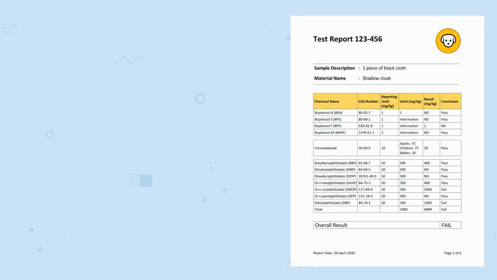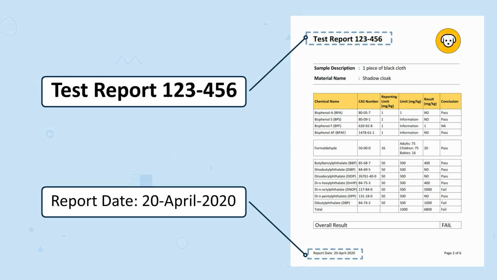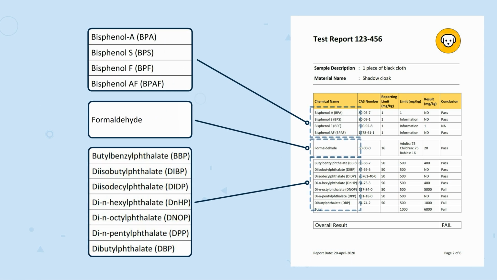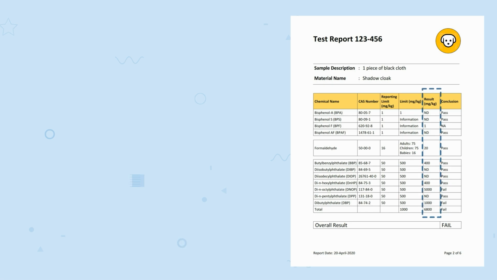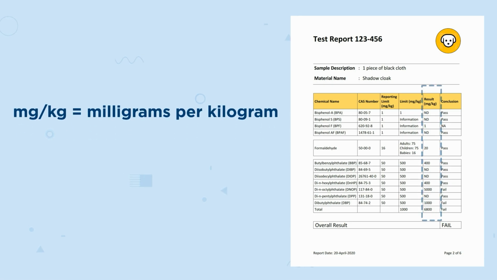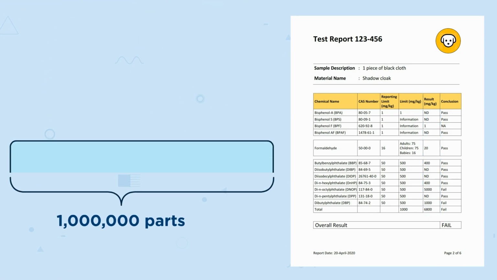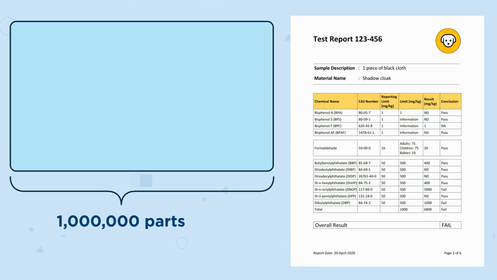Now let us look at what other information you can find in a report. Remember to check that the test report date and report number are the same throughout the report. In this test report, bisphenols, formaldehyde, and phthalates were tested. Let us look at the results column. Most results are listed in milligrams per kilogram, but you may also see ppm or parts per million. This is the concentration of the substance in the material.